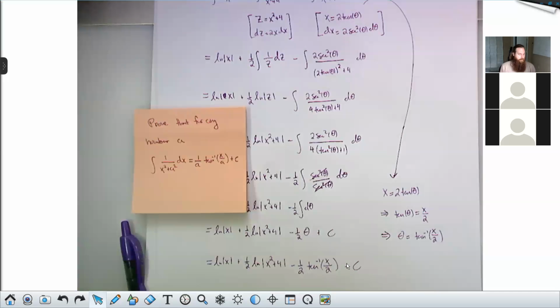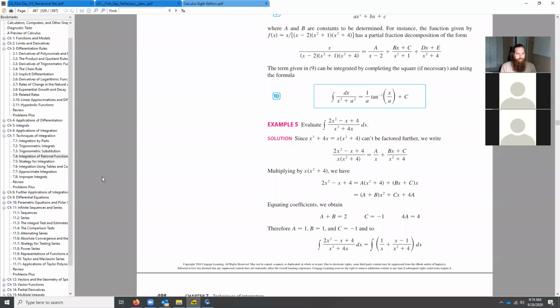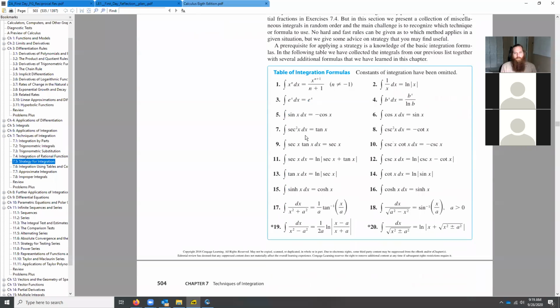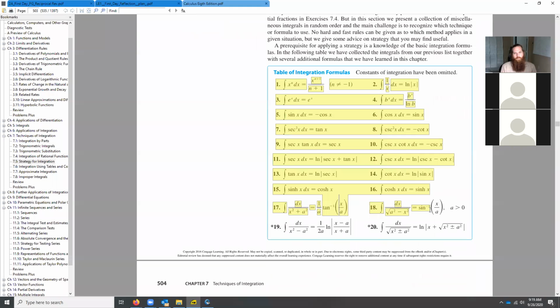The best way to prepare for this test, come in here to section 7.5. You gotta know these. These are the basics, right? And you'll notice that number 17 is the formula I asked you to prove. The bottom two here, I don't necessarily recommend that you memorize, but you can.